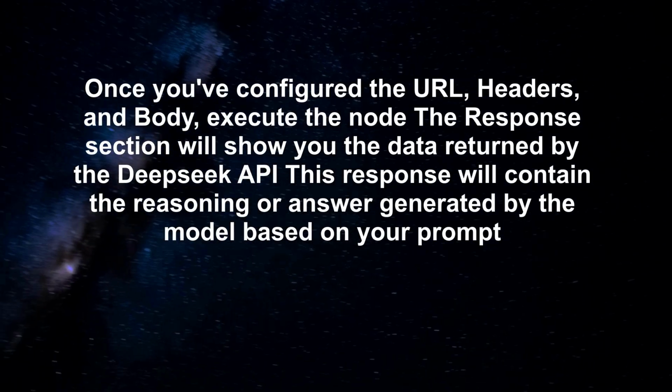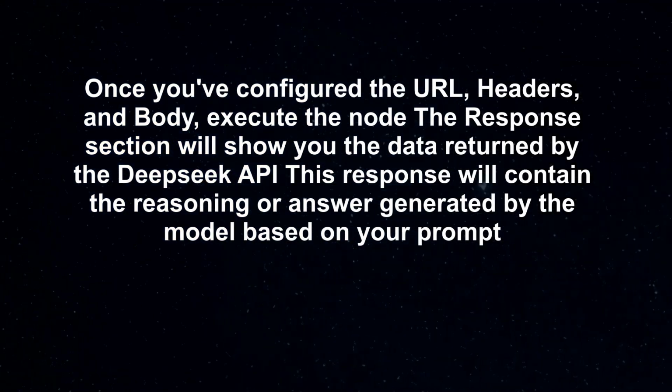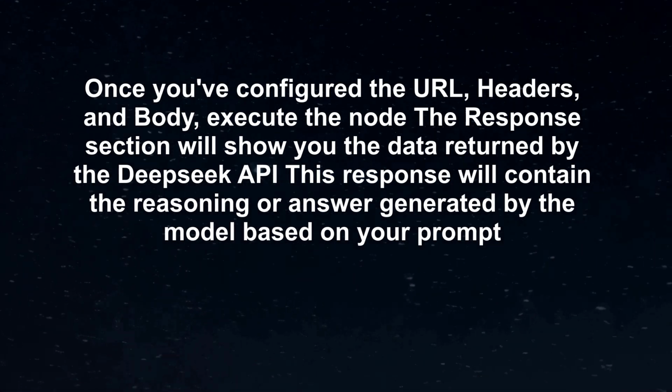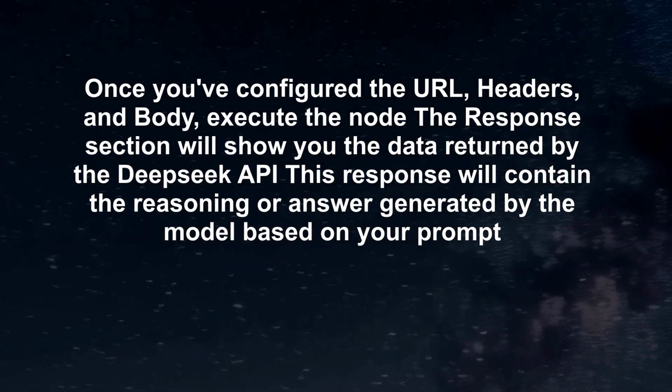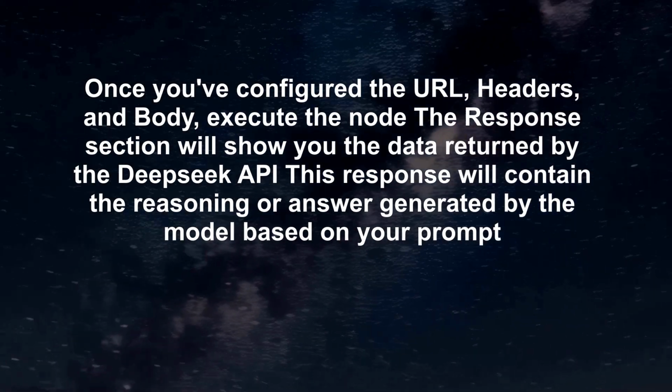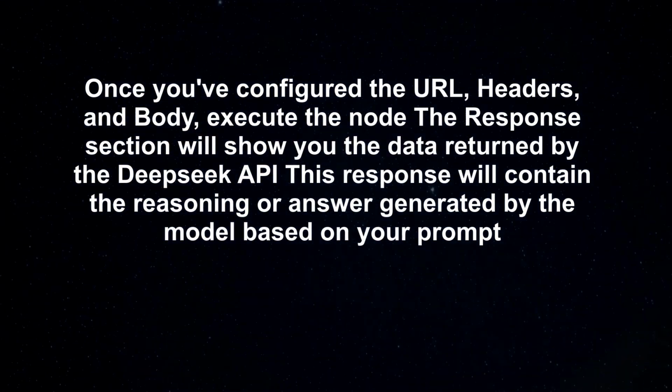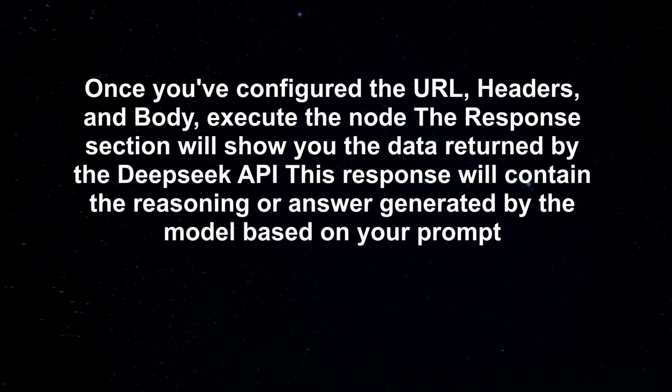Once you've configured the URL, headers, and body, execute the node. The response section will show you the data returned by the DeepSeek API. This response will contain the reasoning or answer generated by the model based on your prompt.